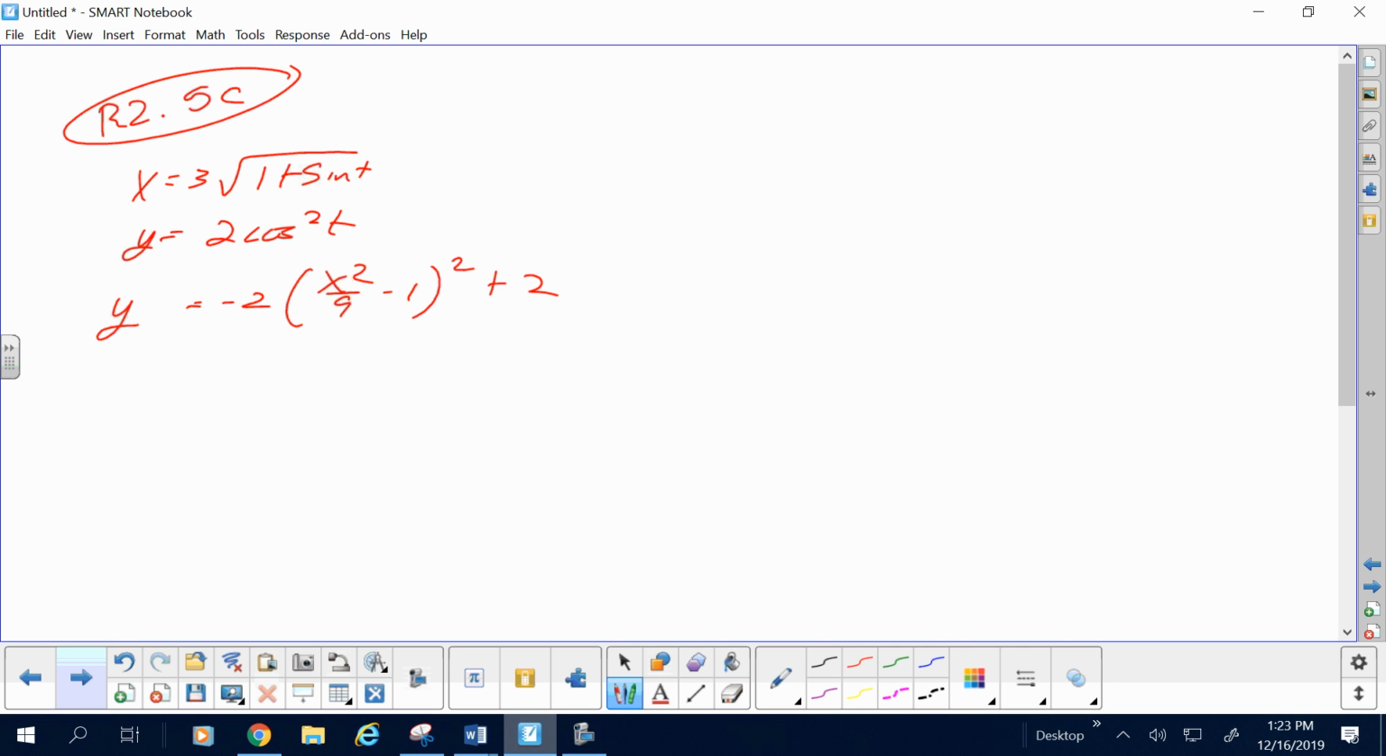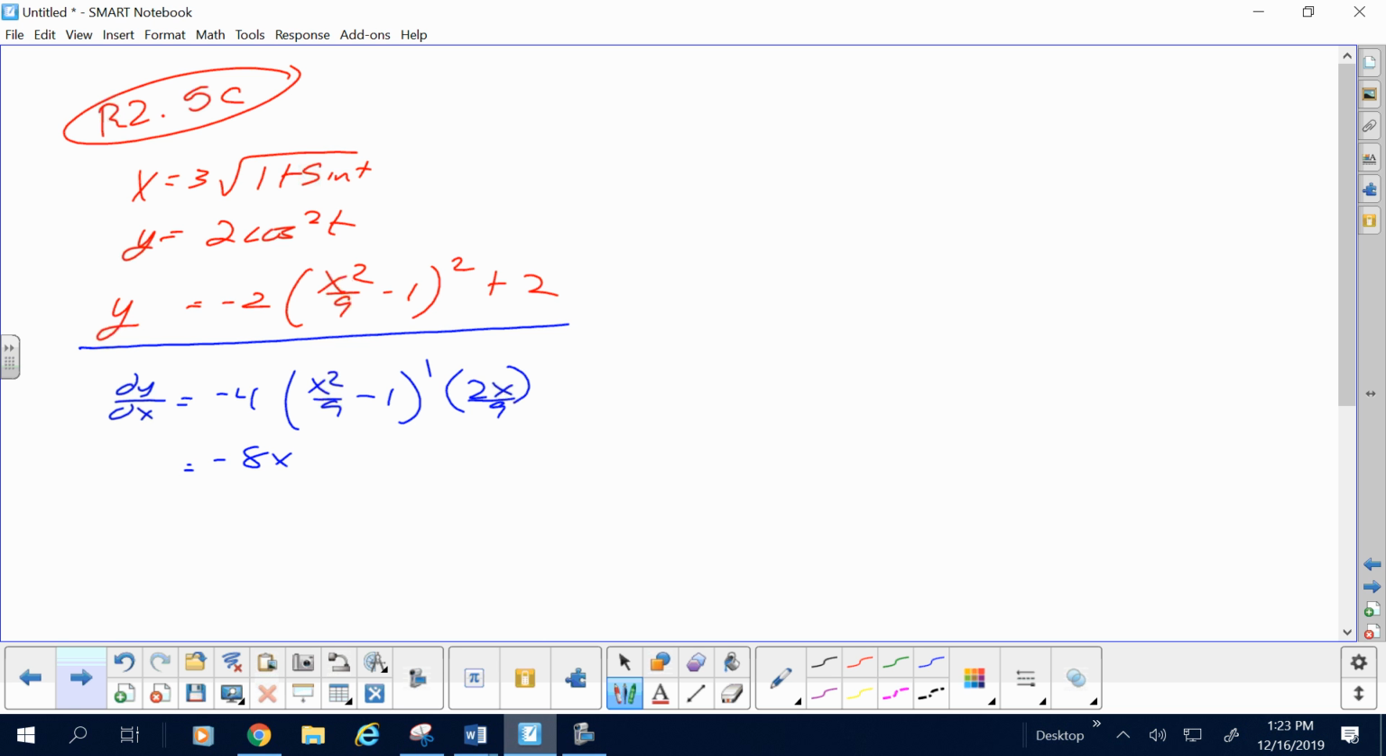So let's go here. This would say that dy dx is negative 4 x squared over 9 minus 1 to the first times the 2x over 9, yay? And therefore negative 8x over 9 times x squared over 9 minus 1. I'm not sure if that's a clean enough form, but I'll leave it at that. You with me so far?